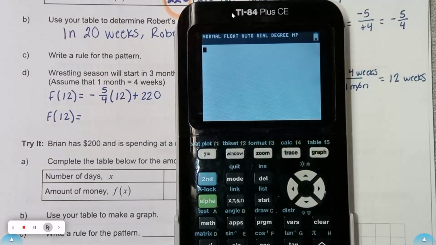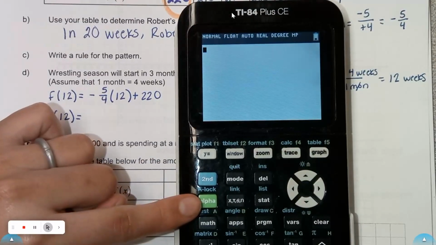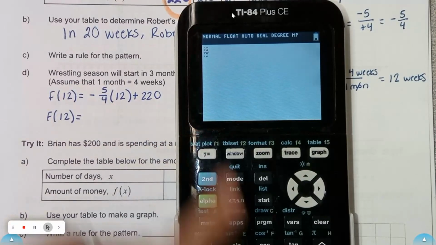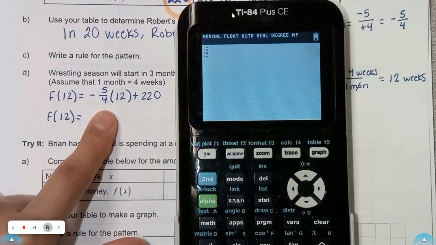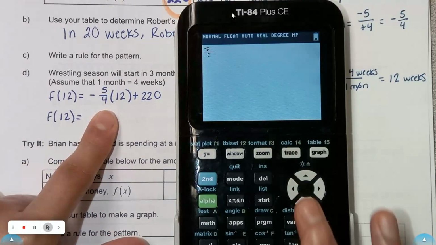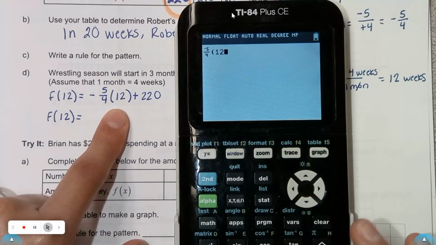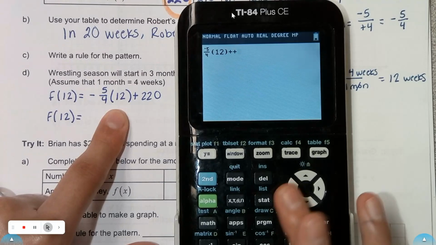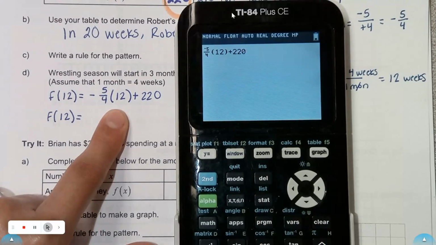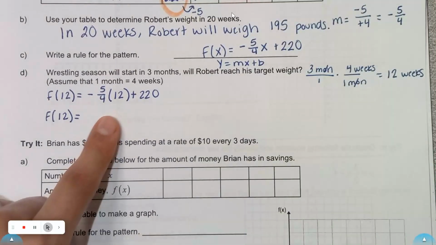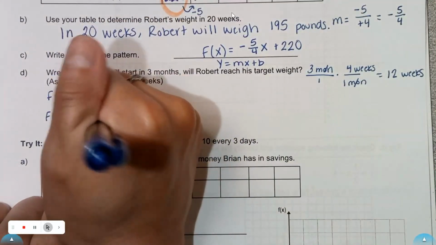To get the fraction on your calculator, you press alpha, y equals, enter. So you see now I have the fraction. On the top, I'm going to put negative 5. On the bottom, I'm going to put 4. In parentheses, I'm going to put 12. And then plus, just one plus, 220. I'll press enter, and that's my answer. I get 205.